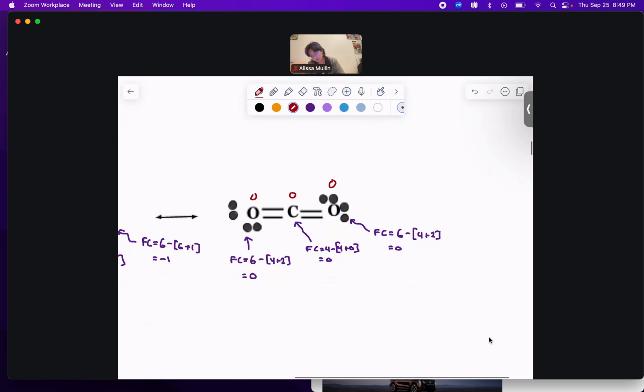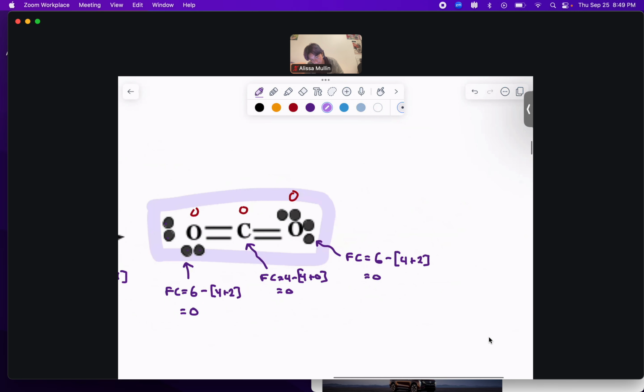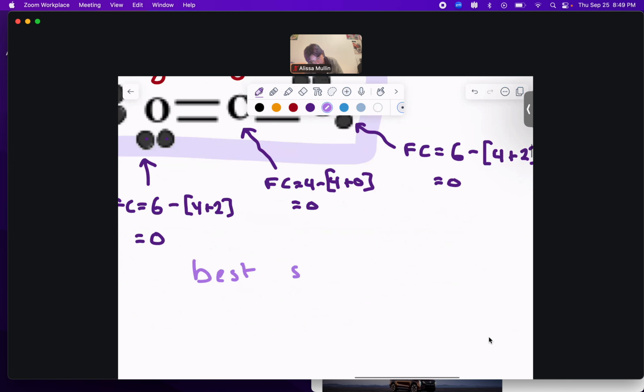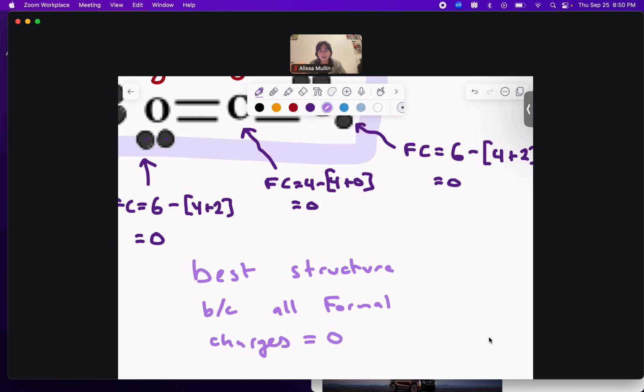So I noticed with this one, that is going to be our most stable because they're all zeros. So you could have some kind of explanation like that. Again, please try the next one, see if you can figure it out.